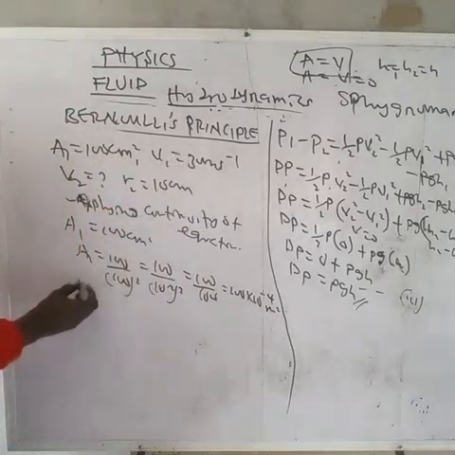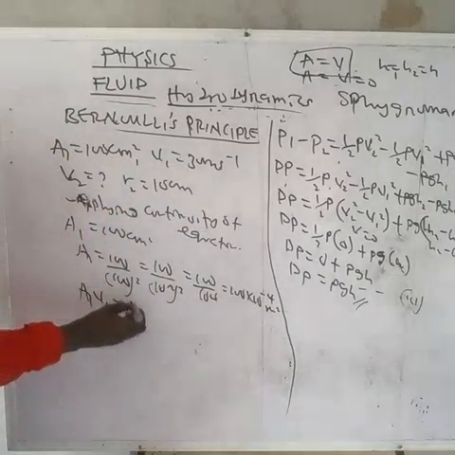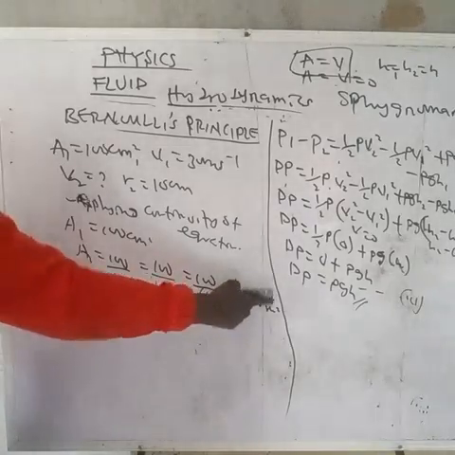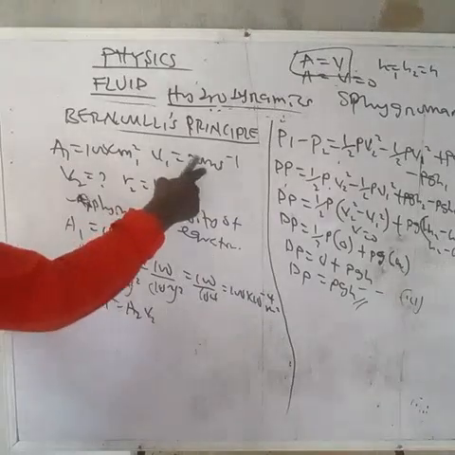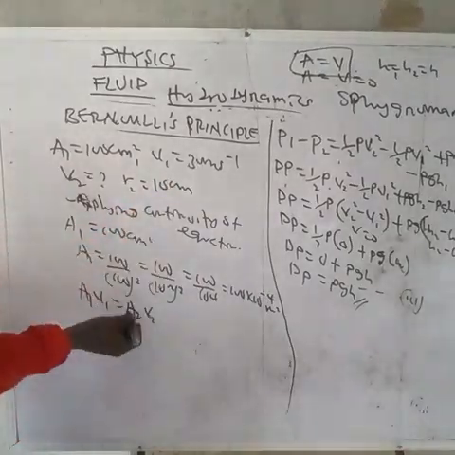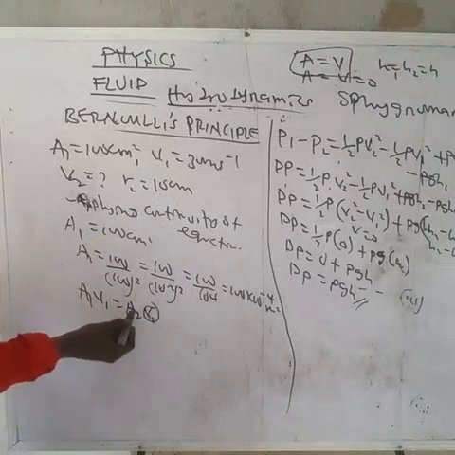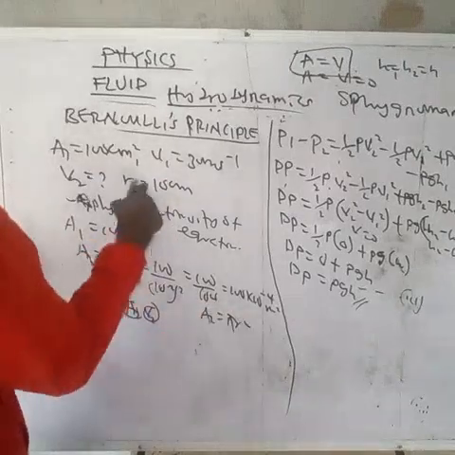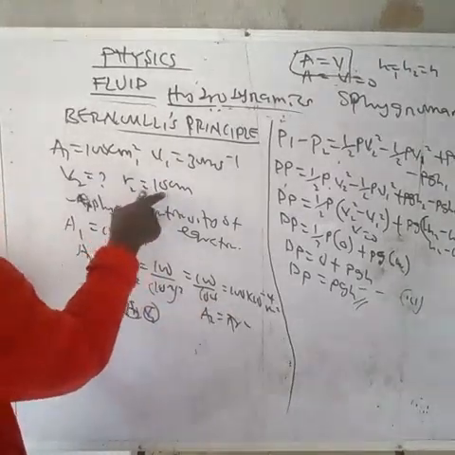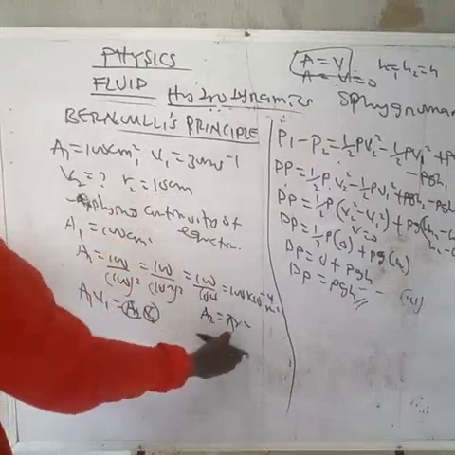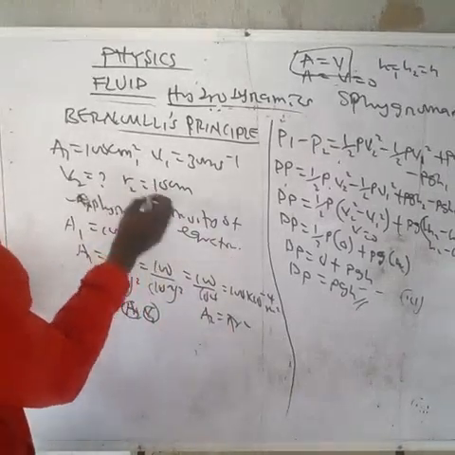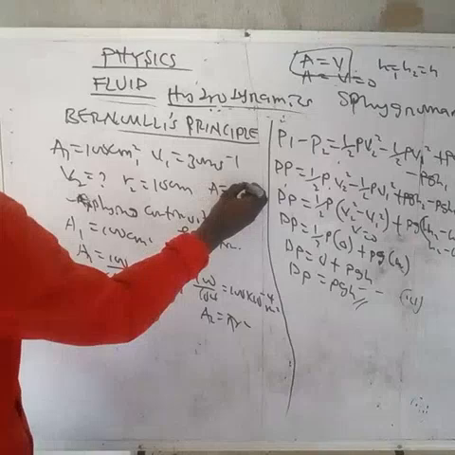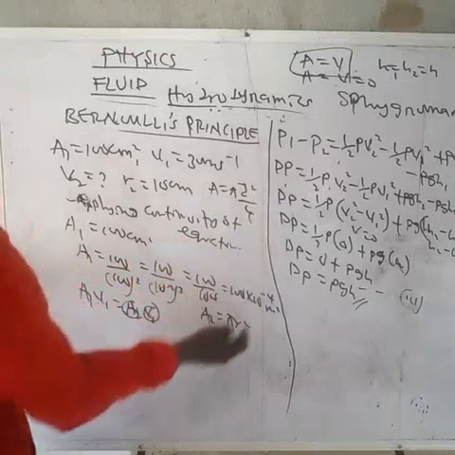So V1 is 30, and A1 V1 is equal to A2 V2. A1 is 100 times 10 raised to power minus 4, and V1 is 30. But they say you should look for V2, unknown, and they did not give A2. So use A2 equal to pi r squared. They gave the radius as 10 centimeters. If it is the diameter, use radius equal to diameter over 2, or use A equal to pi d squared over 4. But once it is the radius, use pi r squared.